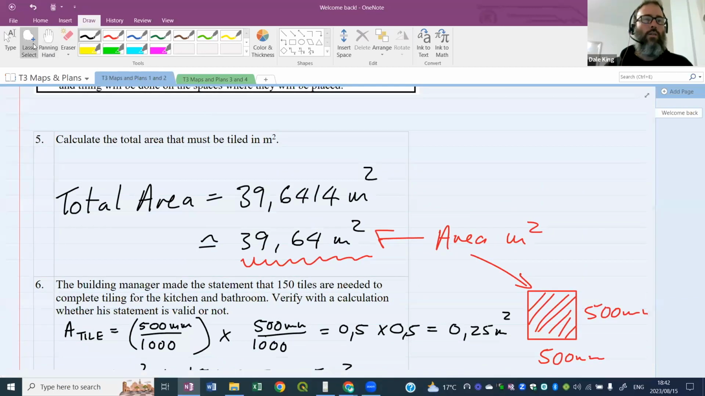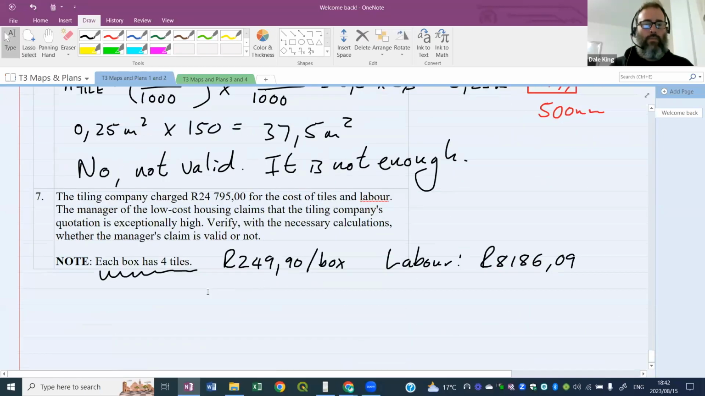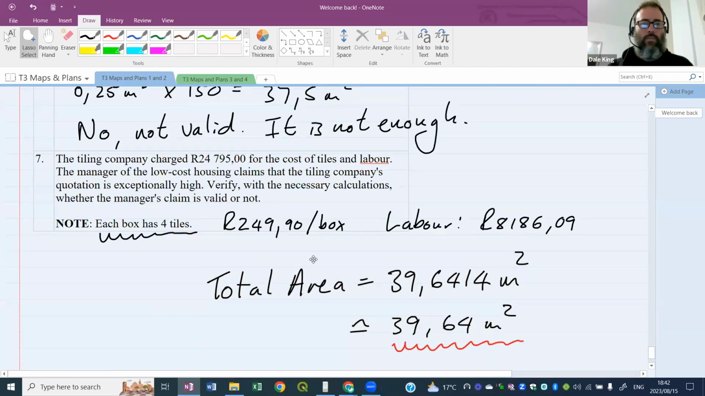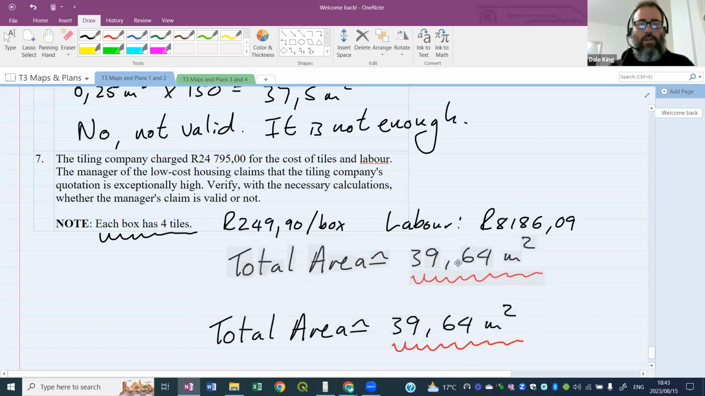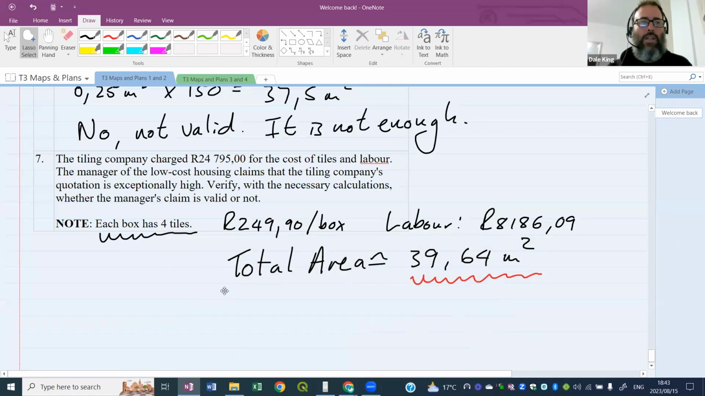So let me bring this down as well. This is all information we need. You guys are pretending to be business people or owners of this house, and you're trying to check: is this guy's quotation correct? Is it too high or is it not too high? You will do this when you own a house one day. You will do this calculation. It is applicable, it's contextual, it's relevant to what's going to happen to you in the future. So start practicing now. You need to check if this quotation is actually valid or not.